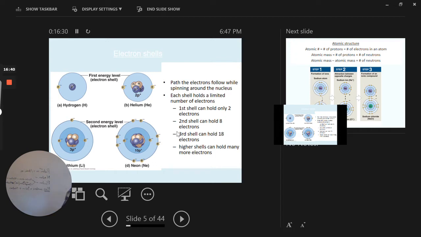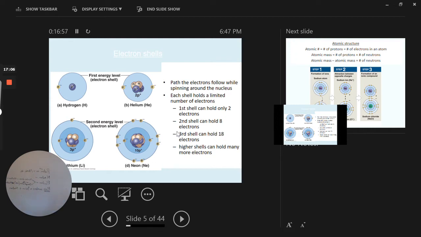But what I want to show you first now is the path the electron follows while spinning around the nucleus. I'll talk about that. Each shell holds a limited number of electrons. Now, you can see the way those are drawn. The first shell, do you remember I told you electron just revolves around, right? So inside is going to be the nucleus. The electron revolves around, and that's what we want to talk about briefly.